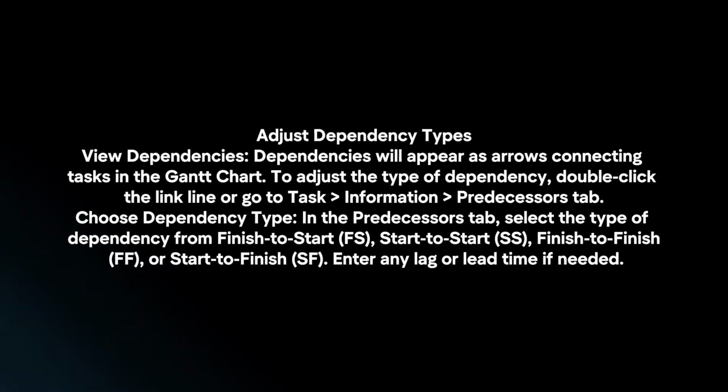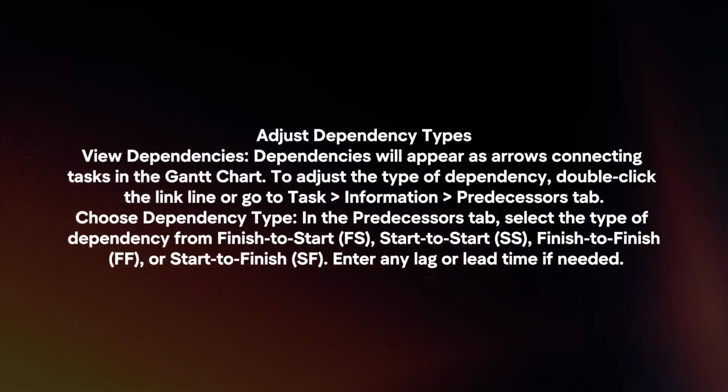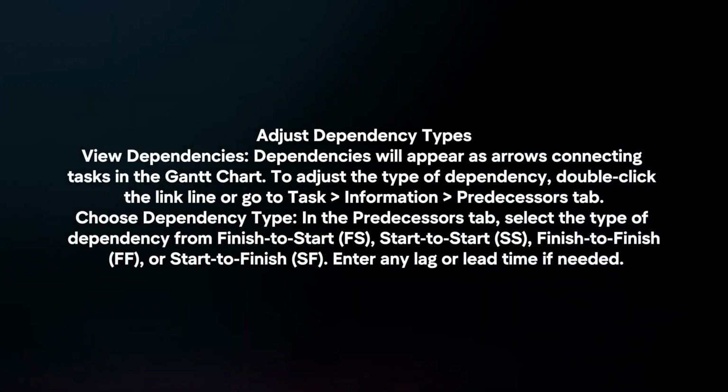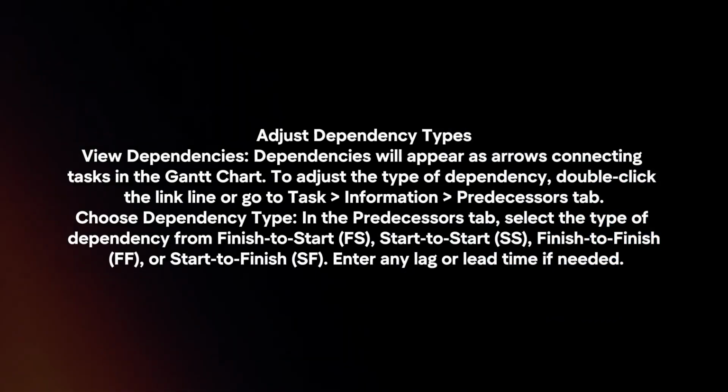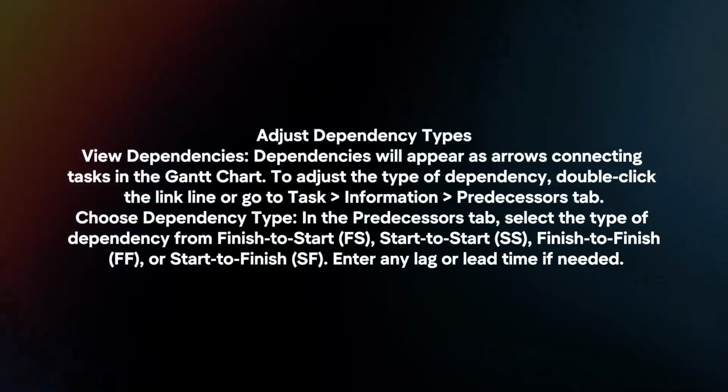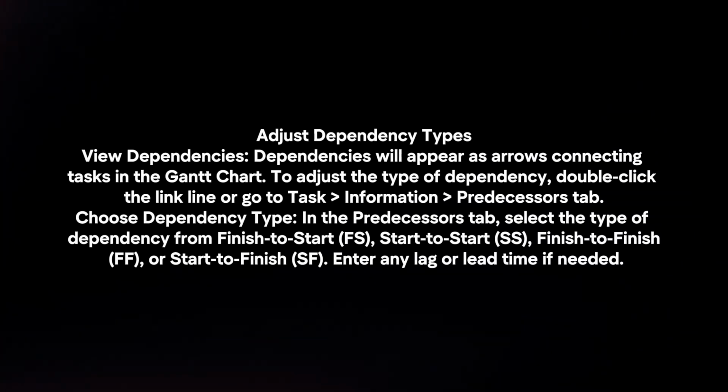Adjust dependency types. View dependencies. Dependencies will appear as arrows connecting tasks in the Gantt chart. To adjust the type of dependency, double-click the link or go to Task, Information, Predecessors tab.